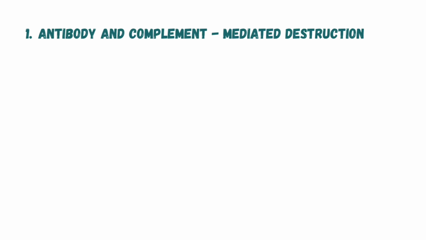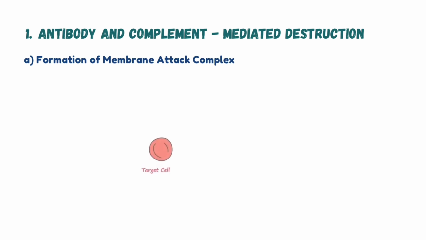The first mechanism, antibody and complement mediated destruction, can occur in two ways. The first one is the formation of the membrane attack complex, or MAC. The target cell expresses antigens that an antibody will come and bind to. Upon binding, the antibody will activate the classical pathway of the complement system.